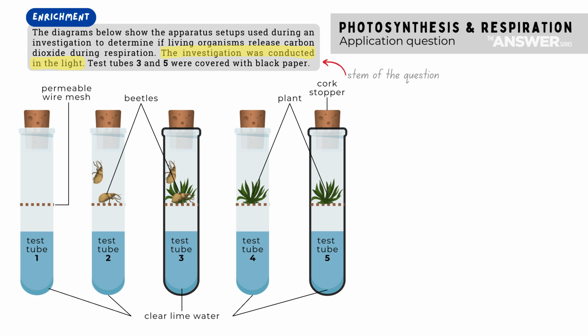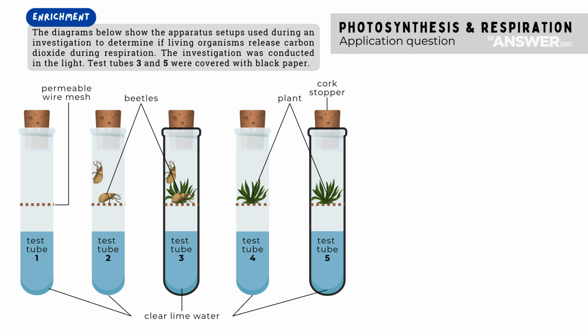Then it says that the investigation was conducted in the light, which is an important statement because it means that all the test tubes were exposed to light. And you have to keep that in mind because photosynthesis uses light, but respiration does not. Test tubes 3 and 5, however, were covered with black paper. So even though the whole setup is still exposed to light, you can see that these test tubes have a black film around them so that the content of the test tube will all be in the dark.